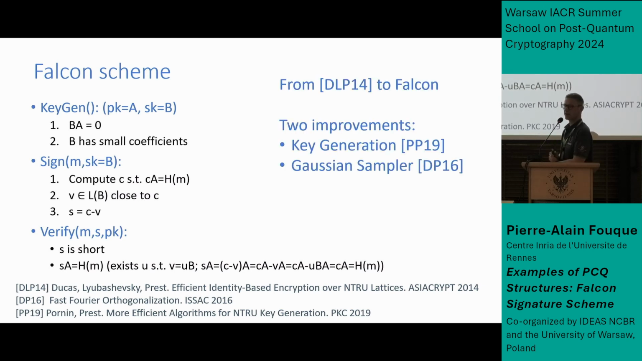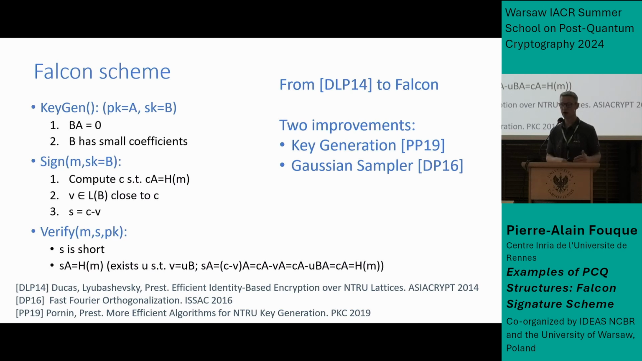This scheme has been, in fact, described by Léo Ducas, Vadim Lyubashevsky, and Thomas Prest at Asiacrypt 2014. They described an identity-based encryption scheme, and there is some relation between an IBE scheme and a hash-and-sign signature scheme, so consequently they also describe a signature scheme. However, in order to move from this scheme to Falcon, we have two main ingredients.